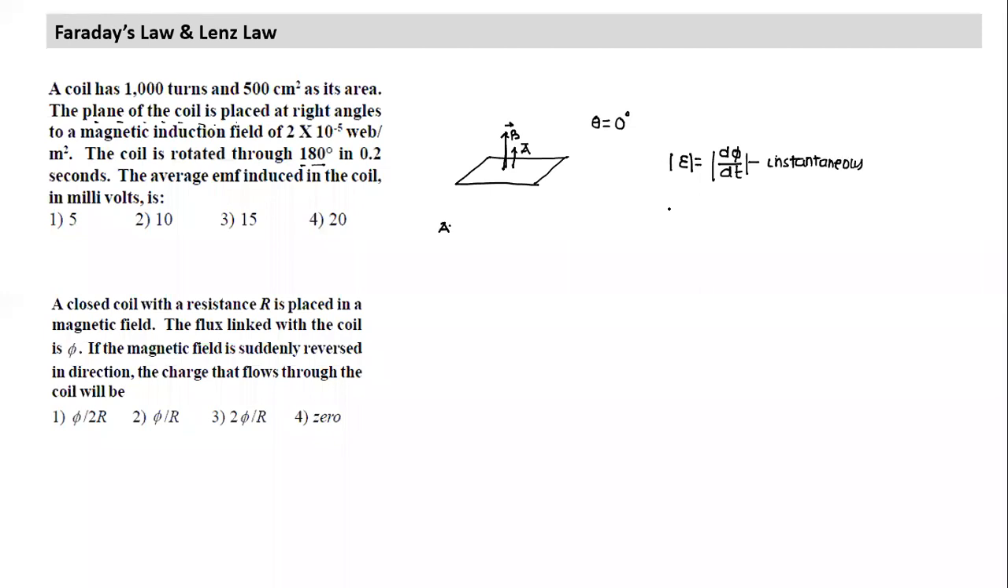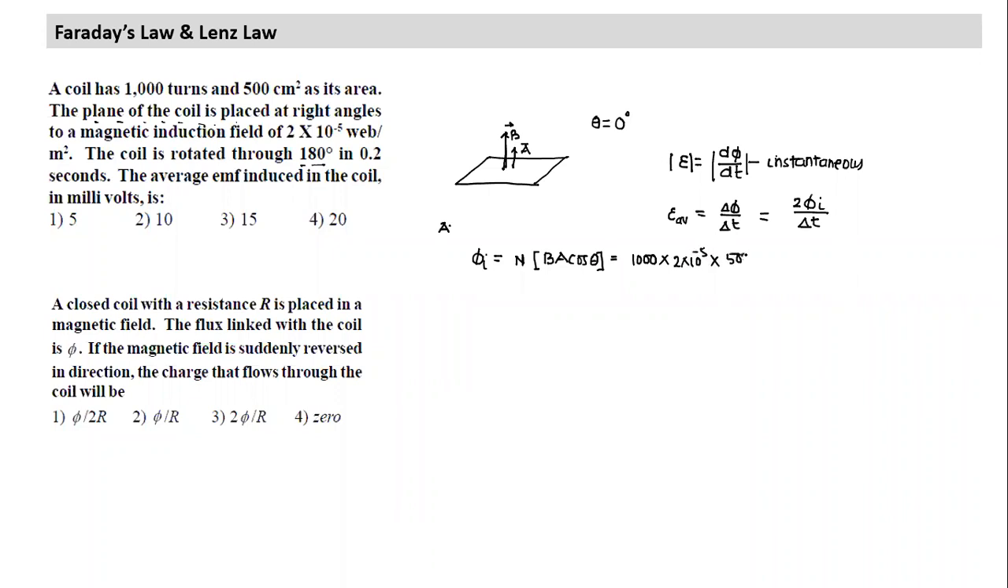And so what will be the average EMF? Delta phi by delta t. In this case, what is delta phi? Delta phi is twice the initial flux, divided by time. All we need to do is calculate the initial flux. Flux is equal to B vector dot A vector, that is BA cos theta, and if there are N turns, flux is equal to NBA cos theta. Let's put in those values. What are those values here? 1000 turns. B is given as 2 into 10 to the power minus 5.